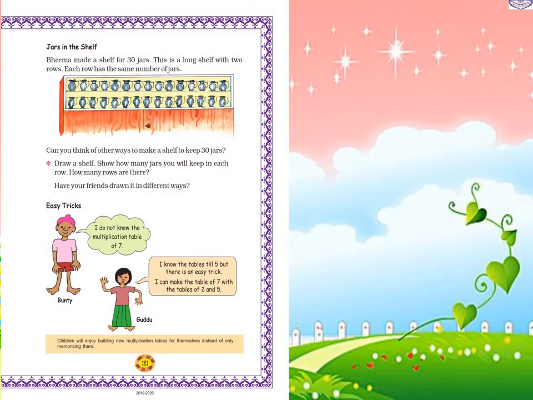Now next page, page number 121, Jars in the Shelf. Bima made a shelf for 30 jars. How many jars? 30 jars. This is a long shelf with 2 rows. How many rows are there in this shelf? 2 rows. Each row has the same number of jars. Can you think of other ways to make a shelf to keep 30 jars? We can also make another way to keep 30 jars.